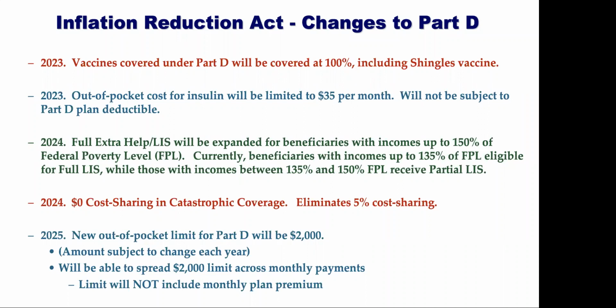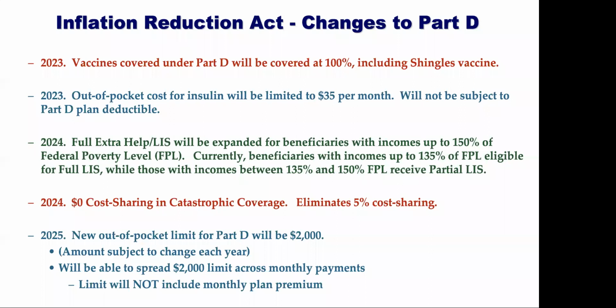The full extra help program that I showed you that had pretty rigid income and asset limits, those limits are going to be expanded in 2024. In 2024, I talked about how after you spent about $7,000 out of pocket in drug costs with prescription drug plans, you had a 5% cost share. It's going to go to 0 in 2024.